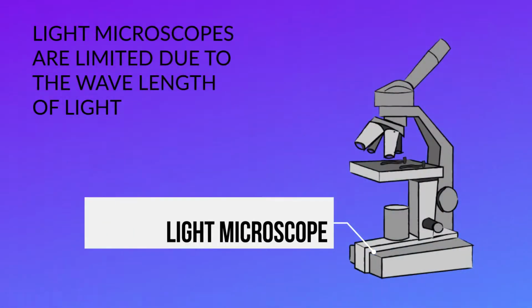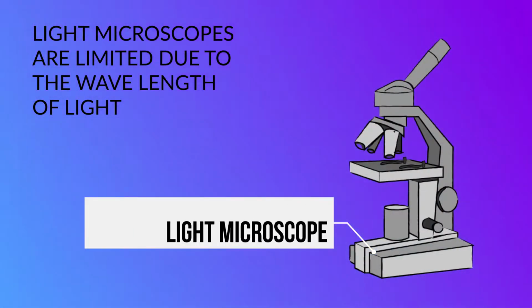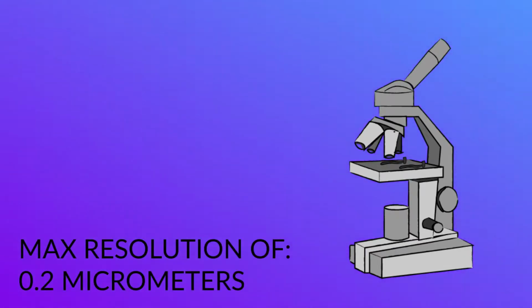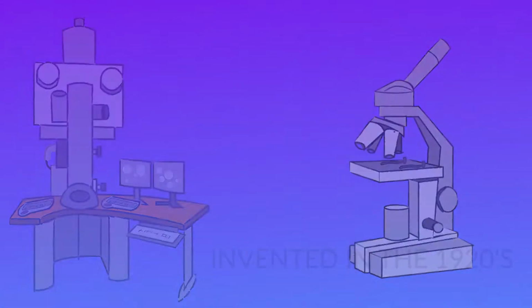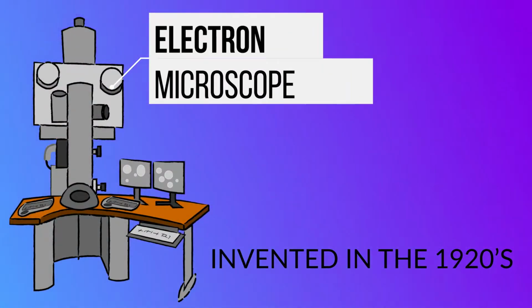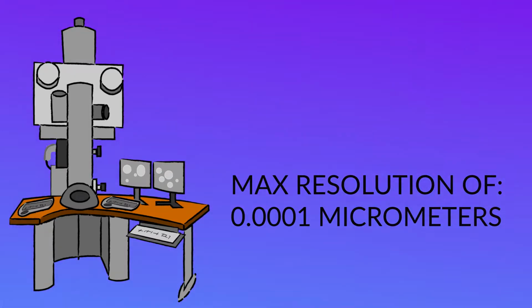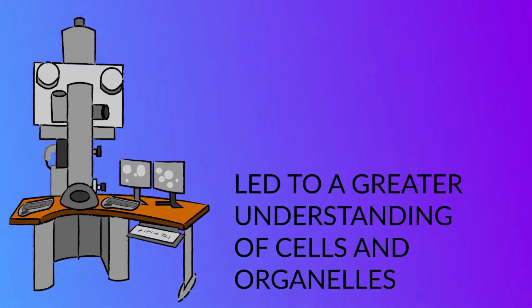Light microscopes are limited due to the wavelength of light. The best light microscopes have a maximum resolution of 0.2 micrometers. Scientists in the 1920s created the electron microscope to overcome this issue, which has a resolution of up to 0.0001 micrometers. This has led to a greater understanding of cells and their organelles.